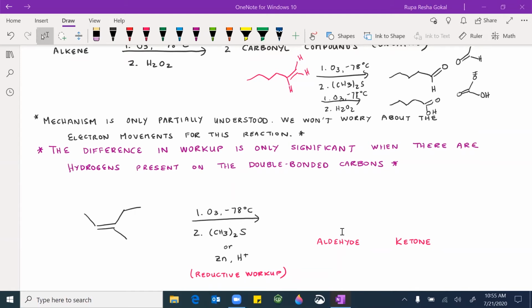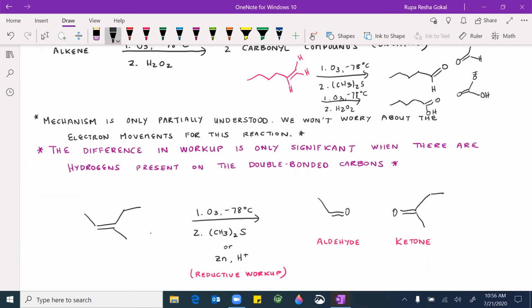Okay. All right, everybody. So if I take this alkene here, which is a tri-substituted alkene, this example right here, it's a tri-substituted alkene, right? Which means there is a hydrogen on one of those carbons of that double bond, and that means that the workup's going to matter. If I have a reductive workup, I still am going to take that double bond, cut it in half, and separate those two products, and put an oxygen right here and an oxygen right here. That's what ozone does.